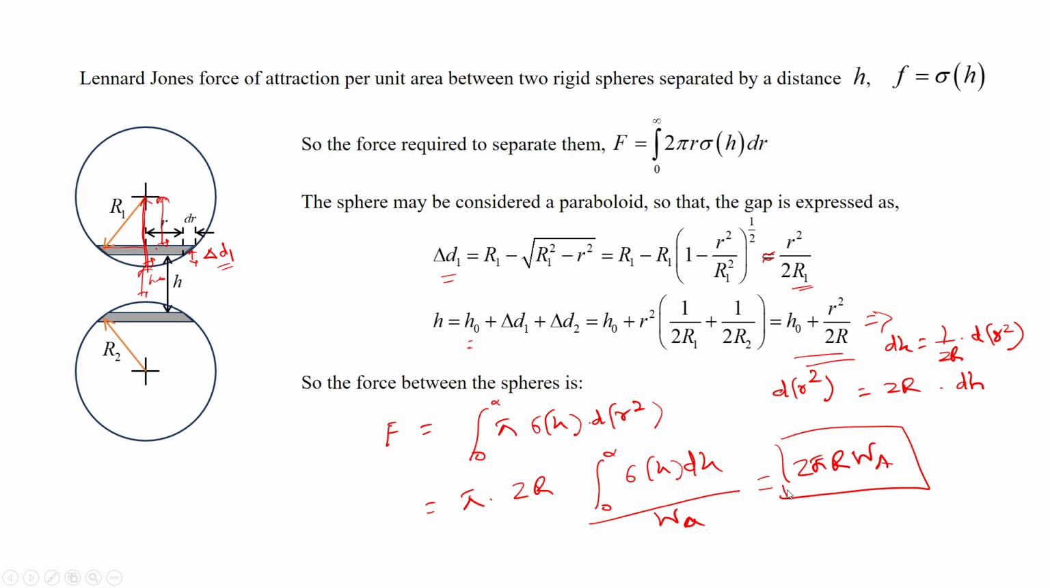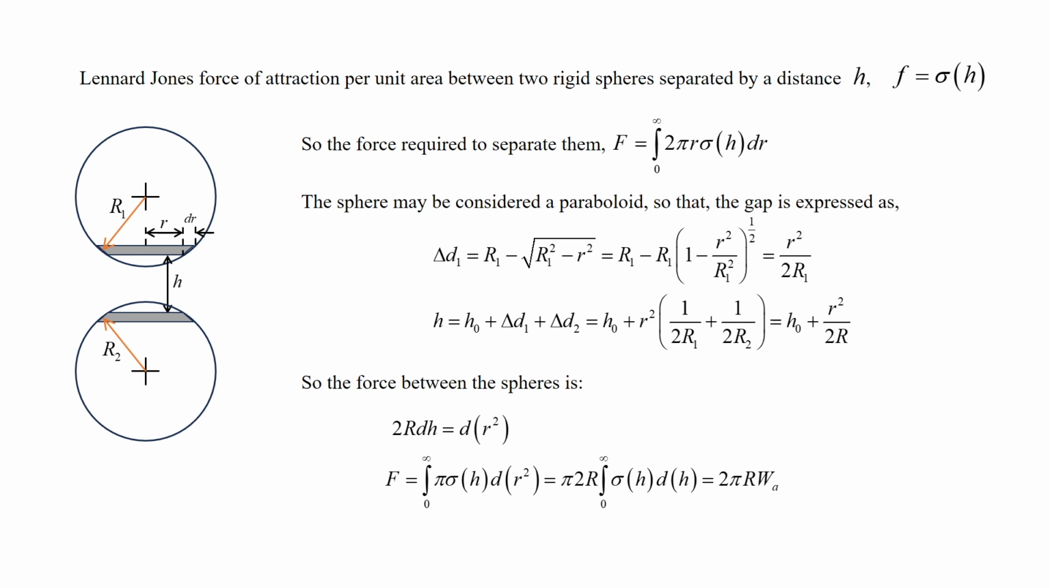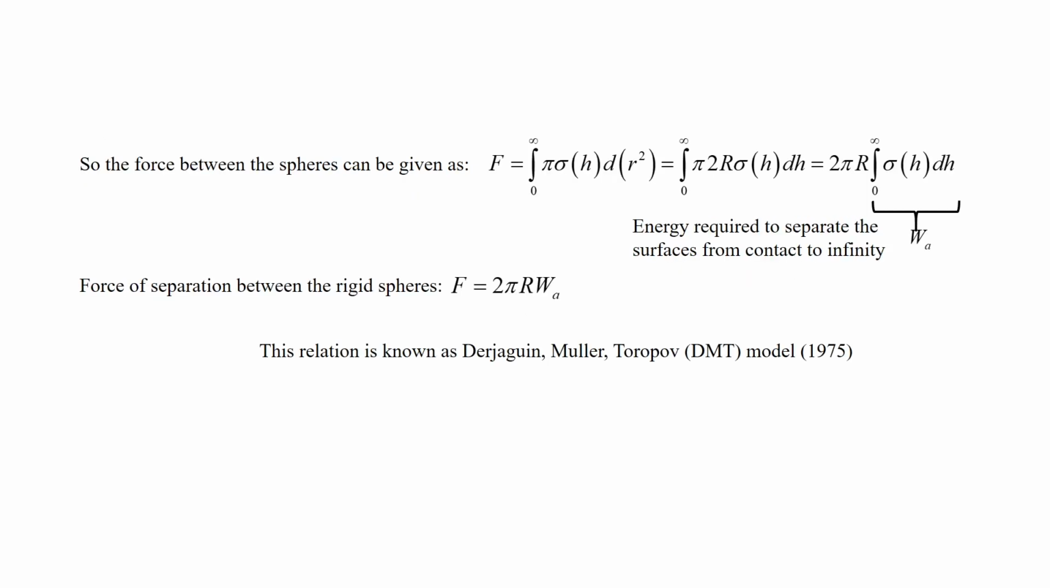So, in essence, okay, we have this equivalent relative radius of curvature R, and then you have work of adhesion W_A, and the force of attraction between them, you get it 2 pi R W_A. So, this is the force that is required to separate these two surfaces, right. And this particular relation is called the DMT model. So, 2 pi R W_A, and this relation is known as Derjaguin-Muller-Toporov, I think in 1975 they came out with this, called the DMT model.